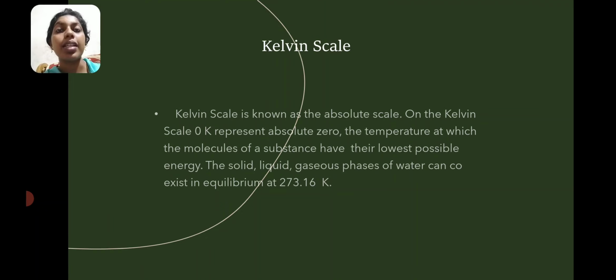Next one is Kelvin scale. Kelvin scale is known as the absolute scale. On the Kelvin scale, 0 Kelvin represents absolute zero, the temperature at which the molecules of a substance have their lowest possible energy. The solid, liquid, and gaseous phases of water can exist in equilibrium at 273.16 Kelvin. Kelvin is written as K. For example, 100 K is read as 100 Kelvin. The SI unit of temperature is Kelvin.